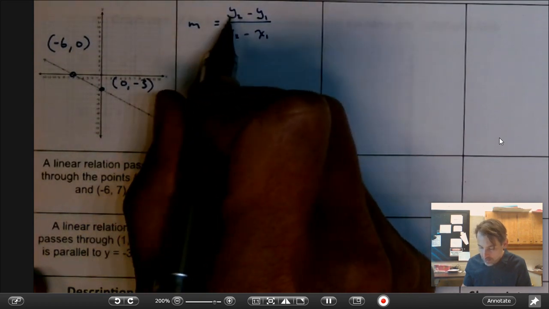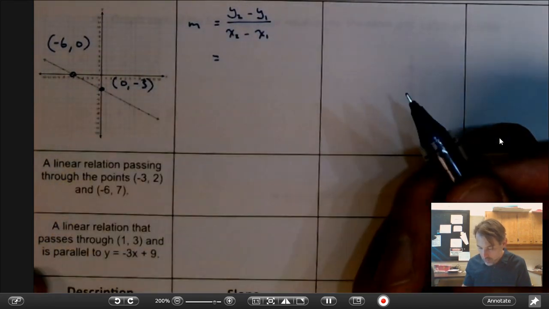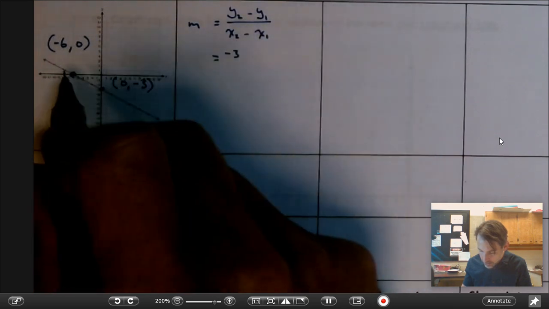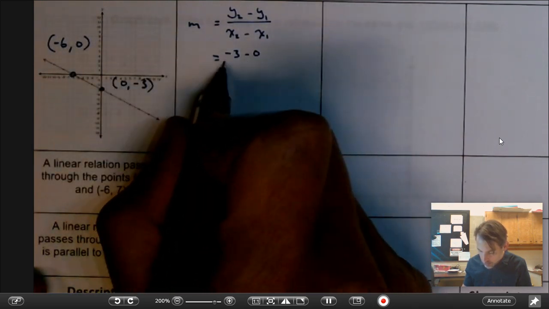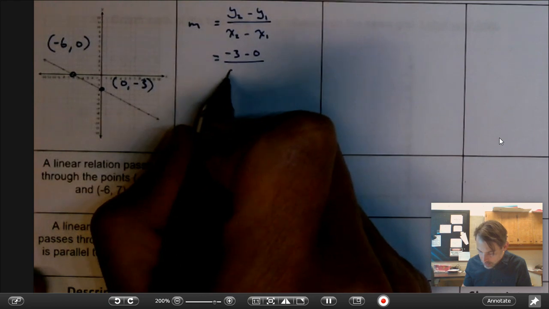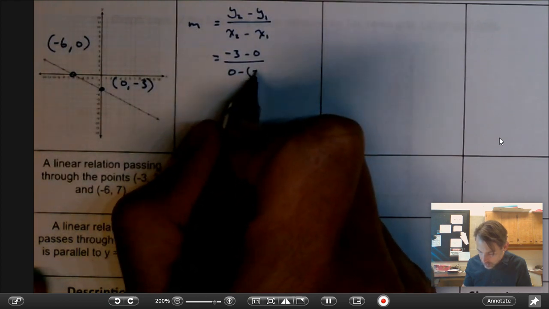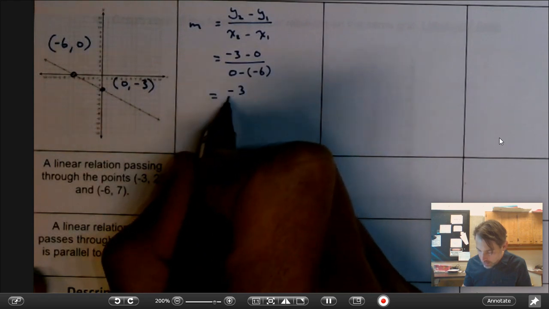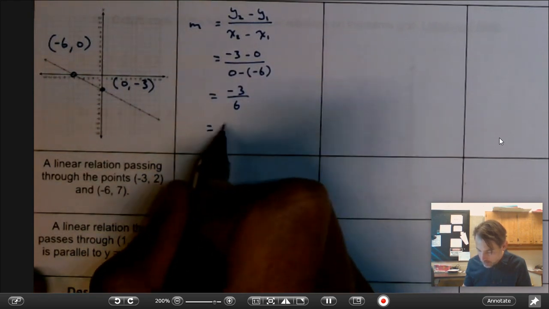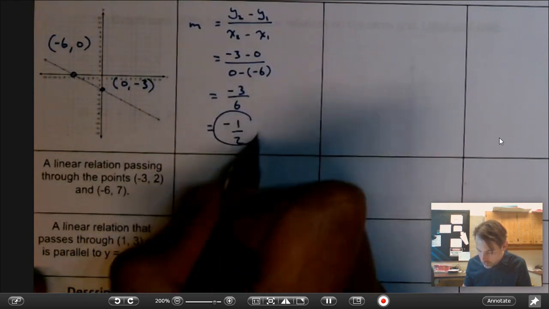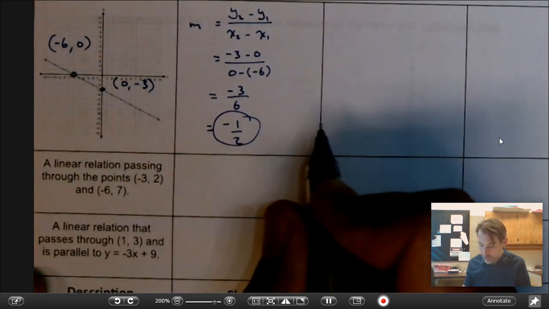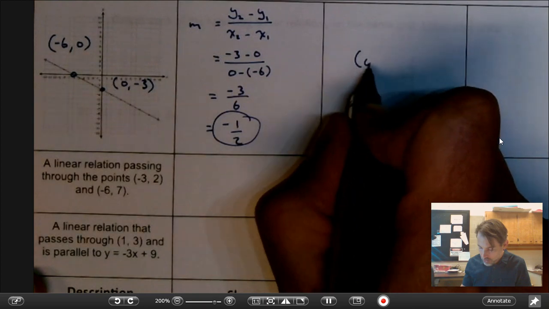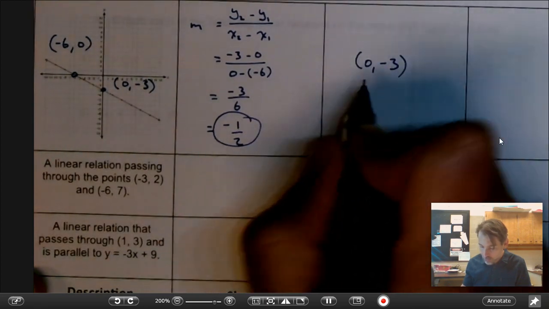And so in this case, it's going to be y2, we can use this one, minus 3. All right, minus 3 minus 0, all divided by 0 minus minus 6. Okay, that's equal to negative 3 over 6. That's equal to negative 1 over 2, reduced form. All right, my b value is minus 3. So that's 0, minus 3 is the y-intercept.